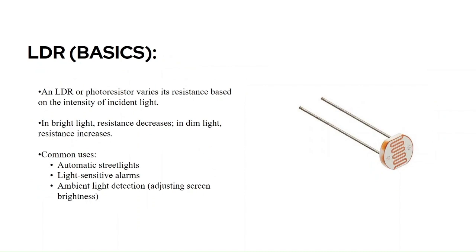LDR, which is a light dependent resistor. The basics of LDR are covered in this slide. An LDR or photoresistor varies its resistance based on the intensity of the incoming light. However much light falls on it, it varies its resistance accordingly. In bright light, resistance decreases. In the sense that with more light, the resistance decreases, so it's inversely proportional. In dim light, the resistance increases, and vice versa. The common uses of LDR are automatic street lights, light sensitive alarms, and ambient light detection. The given picture is an LDR.